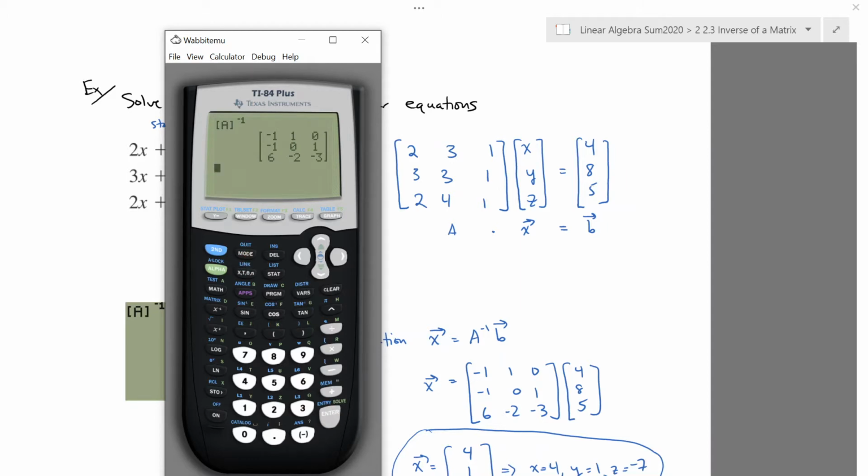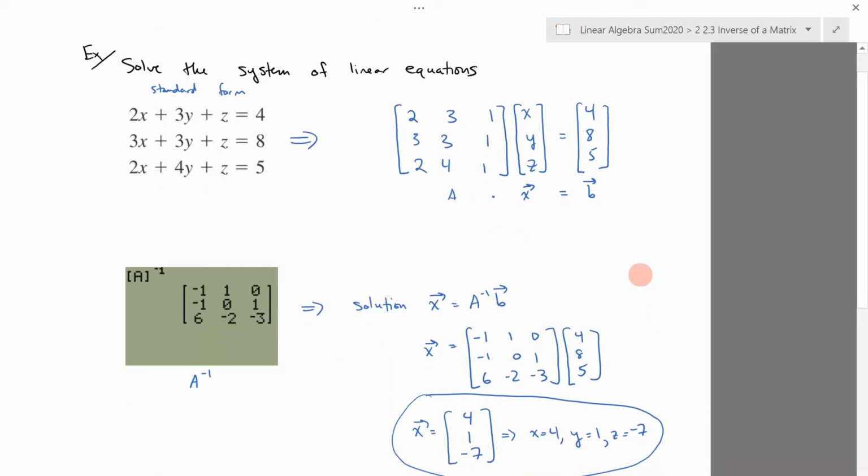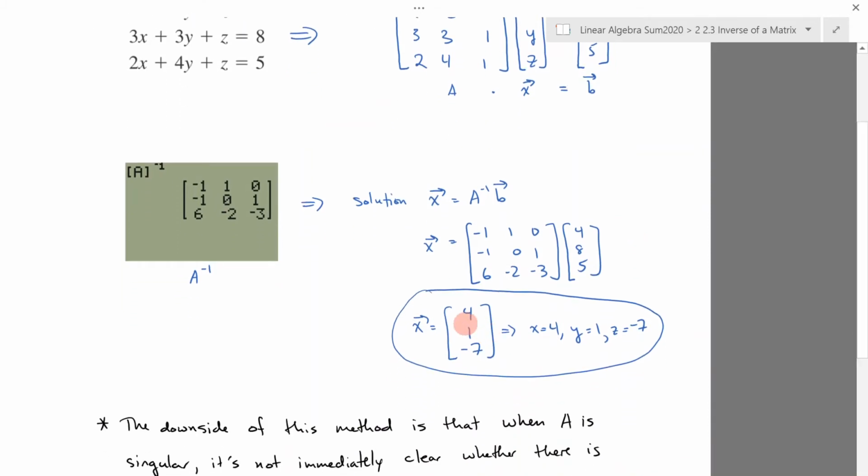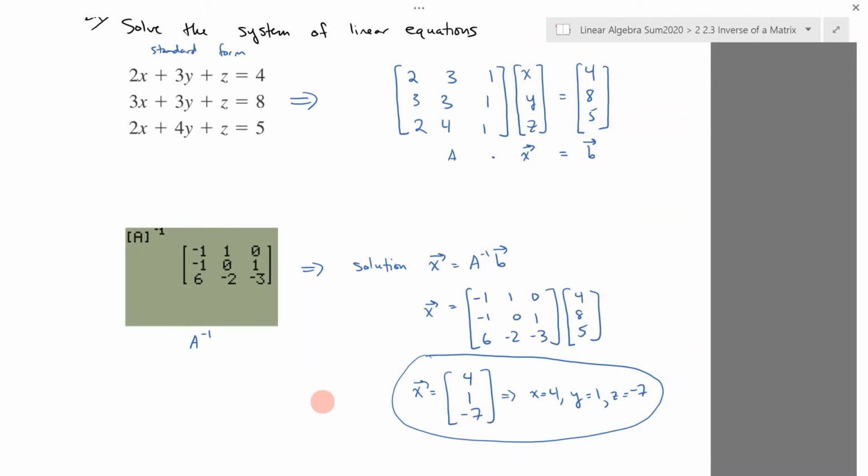A inverse was the previous calculation, so I can just take that and multiply by the matrix B, and I get 4, 1, negative 7 as my x, y, and z, which is exactly this. And then you can plug x, y, and z back into the original equations. You can check that it works out.